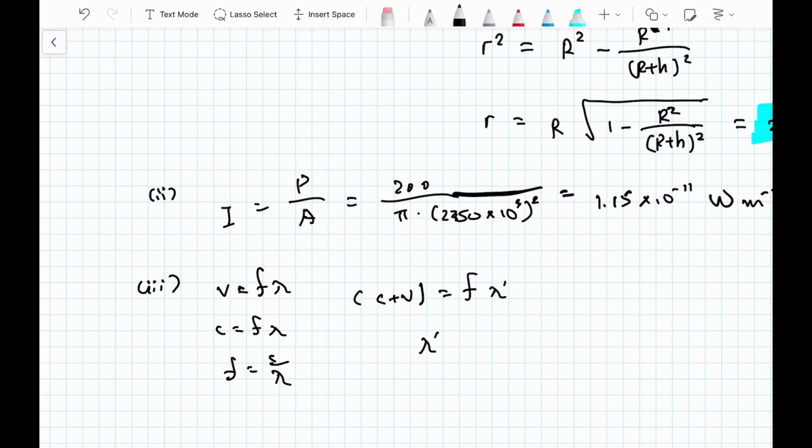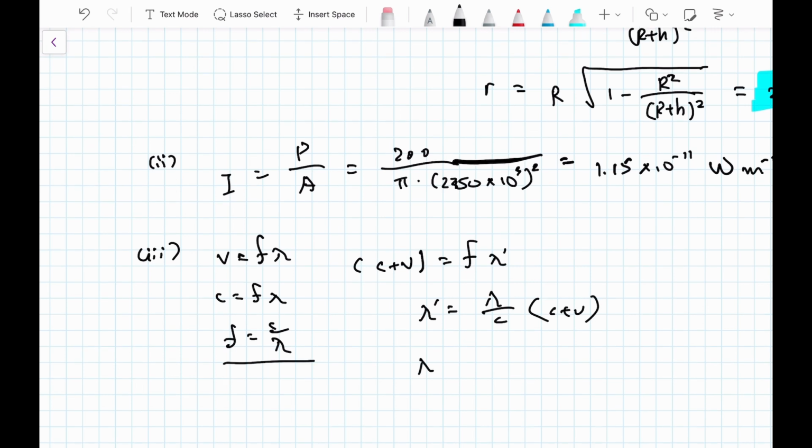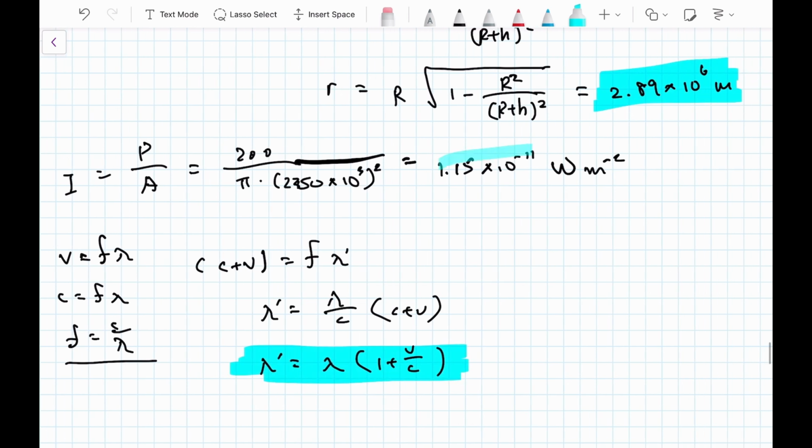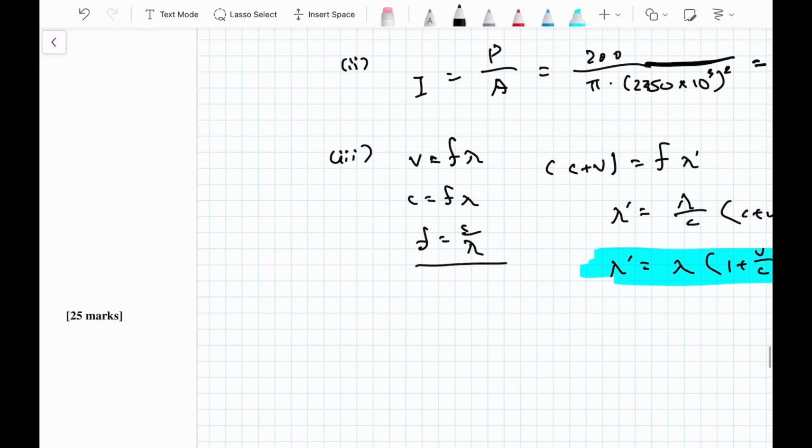So the lambda prime should be equal to this divided by frequency, which is over here. That should be lambda over c multiplied by c plus v. And then lambda prime should be equal to lambda multiplied by 1 plus v over c. And that should be the answer to the second part. And let's see the next part.